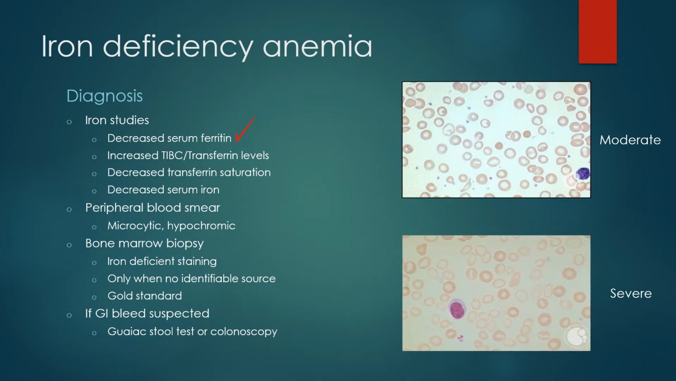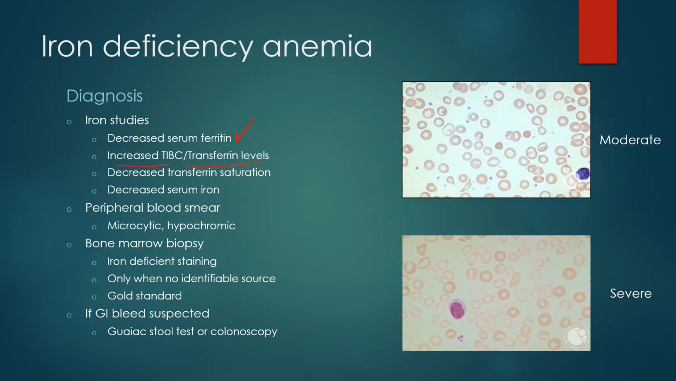Ferritin is just an intracellular protein that sequesters iron and then releases that iron in a systematic manner. Some of that iron is actually secreted into the plasma. So serum ferritin level is a good indication of iron stores. If your iron stores are depleted, you are losing ferritin. Your serum ferritin will be lower. Increased total iron binding capacity, transferrin levels.